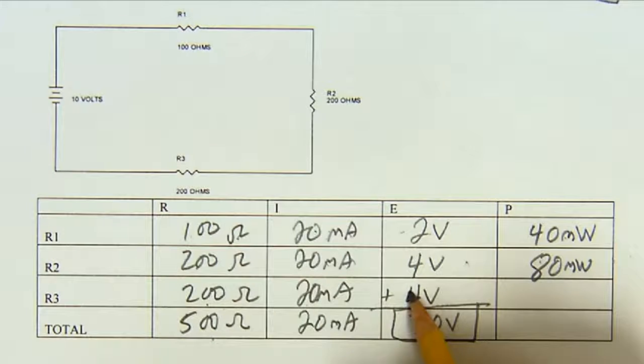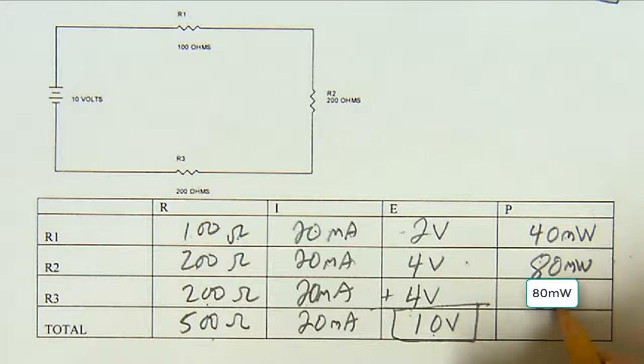Again, these are the same, R2 and R3. So we're going to have the same current. And now 20 milliamps times 10 volts. 20 milliamps times 10 volts is, anybody?